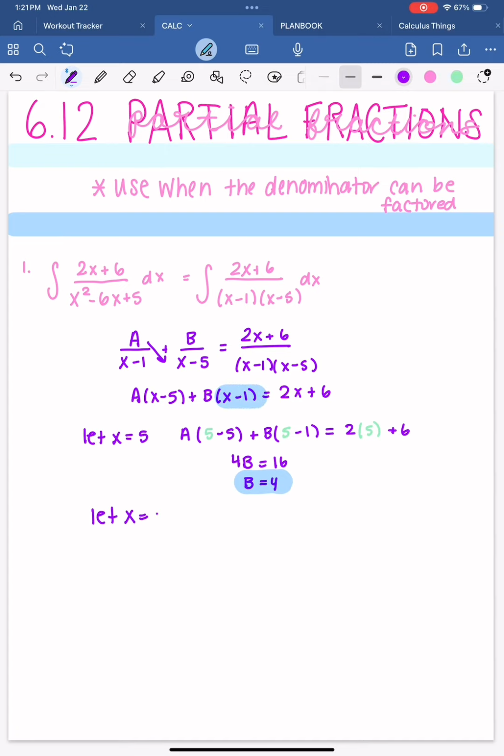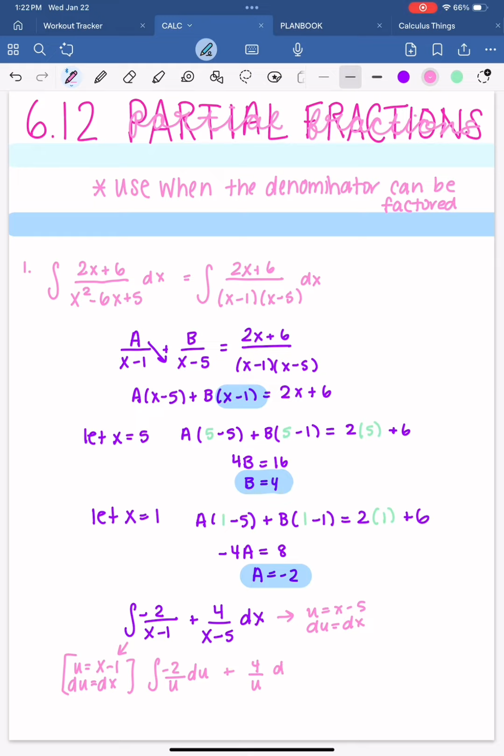So now we have values for these temporary numerators. We need to plug them back in. So we're going to replace A with negative 2, we're going to replace B with 4, and we still need to integrate. So all we did is we decomposed the fraction. They are both going to be natural log integrals. You can see the u-sub right here. I have a video on natural log u-sub. So when we integrate that, we're going to get negative 2 ln absolute value of x minus 1 plus 4 ln absolute value of x minus 5.